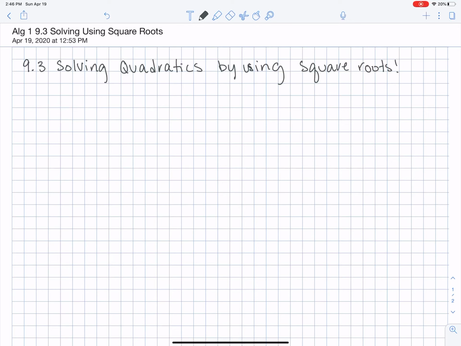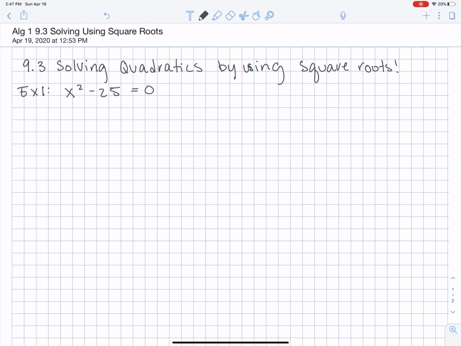All right, so this is section 9.3. I know we're jumping around a little bit, but it will all kind of start to pull together. So I'm actually going to go ahead and start with example 1. We're going to jump right into examples. And I have x squared minus 25 is equal to 0.